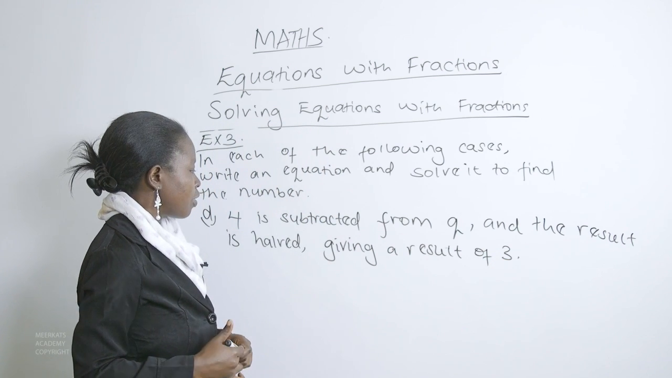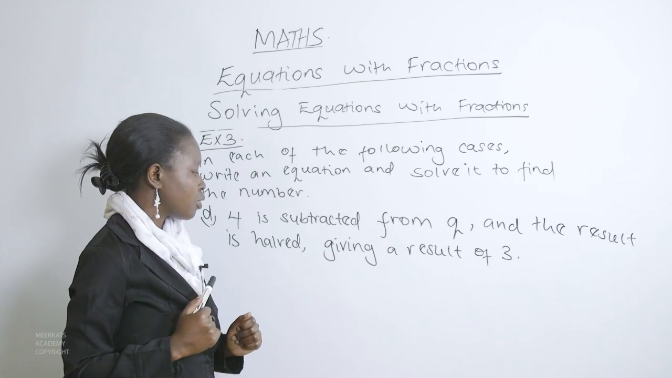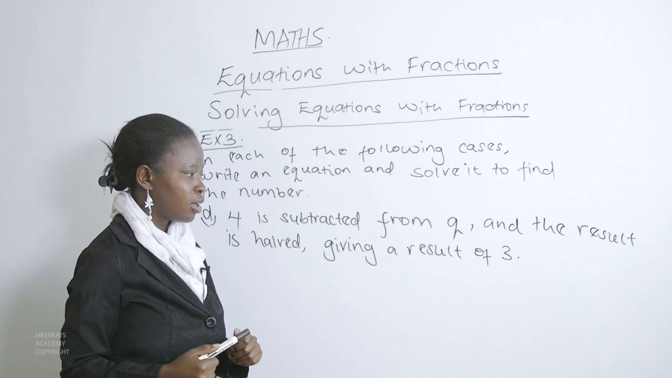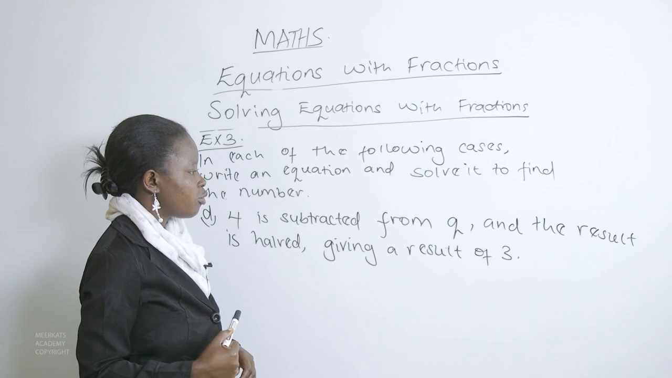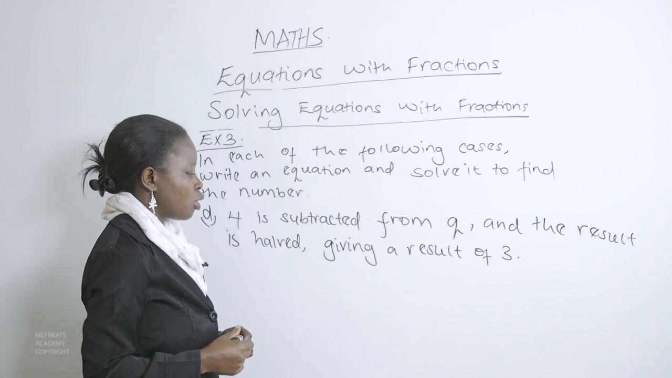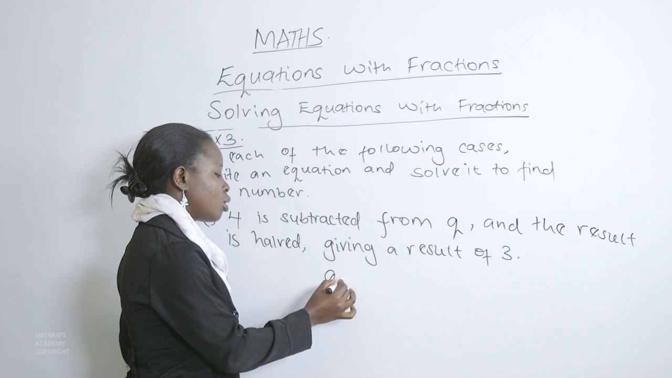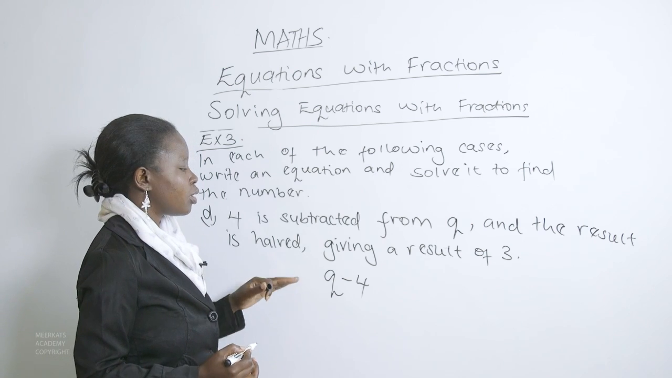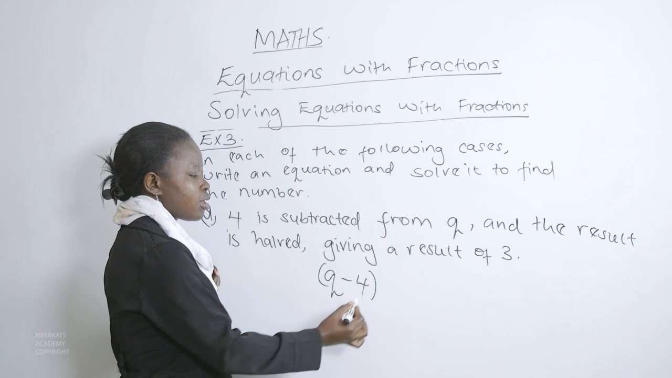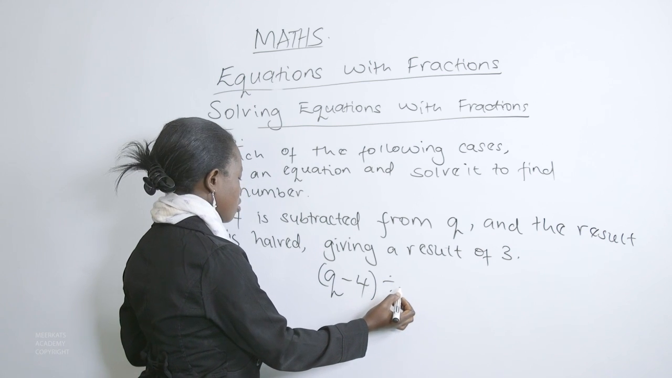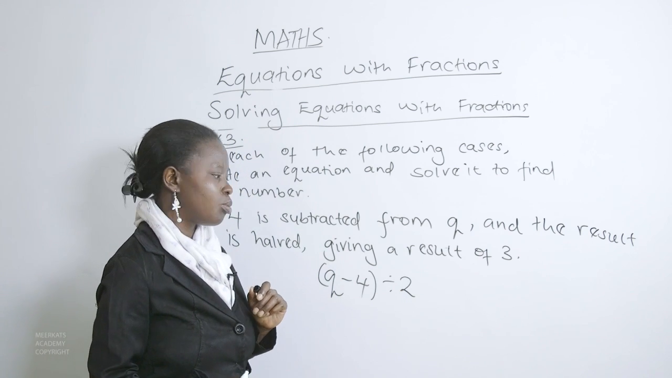So we have another situation where 4 is subtracted from Q and the result is halved, giving a result of 3. So having 4 being subtracted from Q, so the expression where 4 is subtracted from Q, we have Q minus 4, then the result is halved. So it means that this is simplified first, then we half the result. So divided by 2.